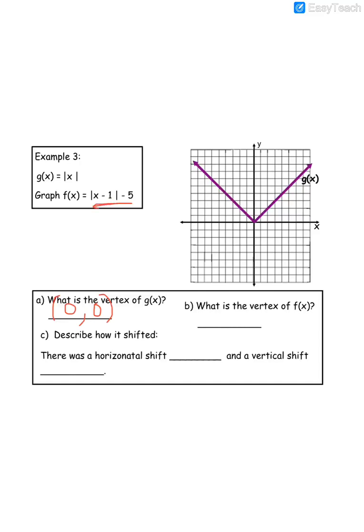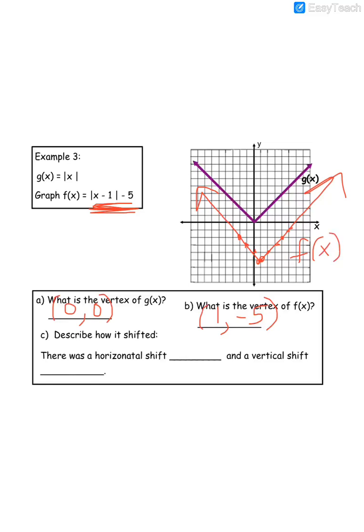The vertex of f of x. So if I look at the vertex in here, do you know what the vertex is? If I said inside lies and outside tells the truth, so inside lies would be +1, outside tells the truth, -5. So I'm going to head to 1, -5. So I go right 1, 1, 2, 3, 4, down 5, and I'm going to put a dot. And again, the absolute value just goes up 1, right 1, or left 1, up 1. And I'm going to draw my new function, f of x.